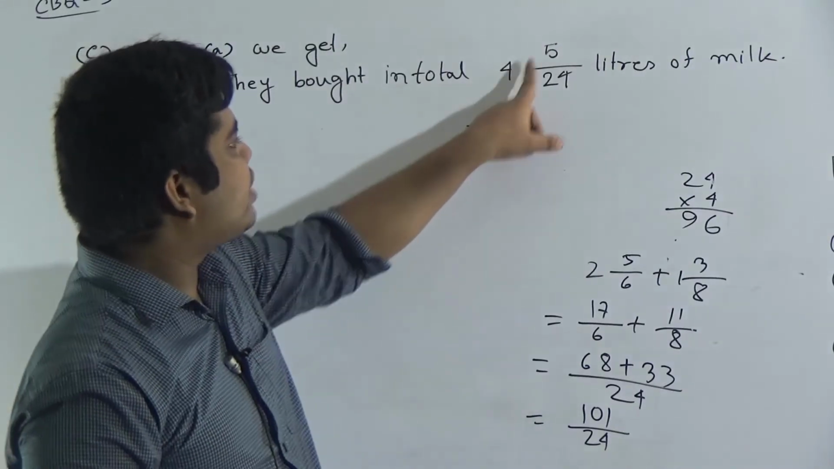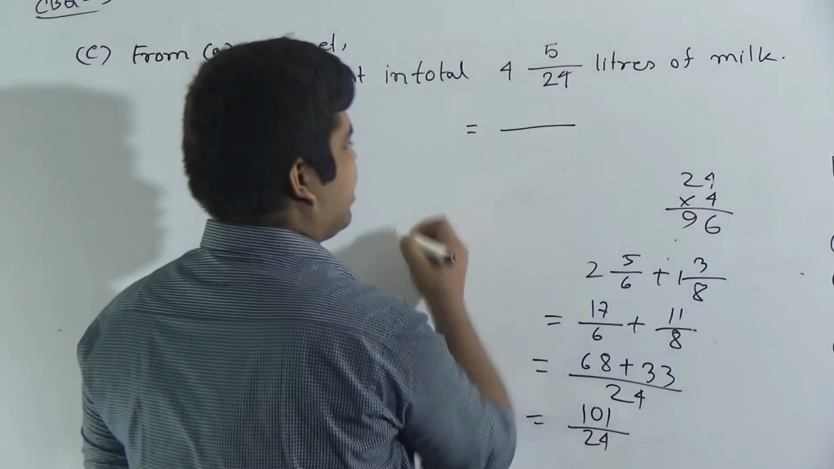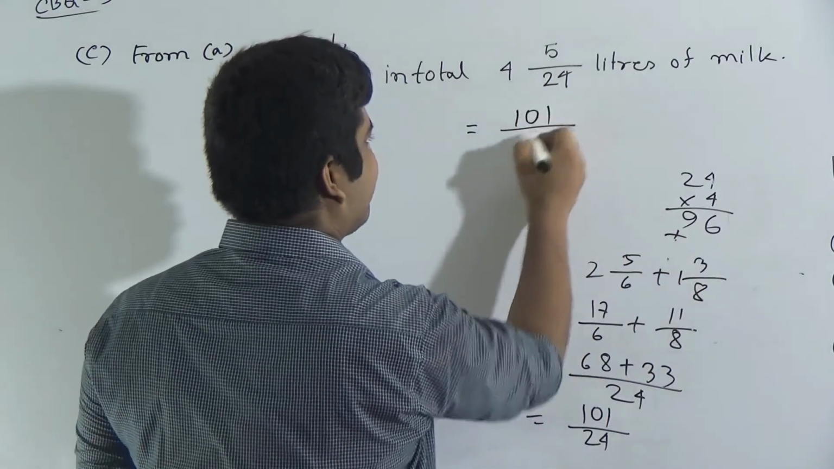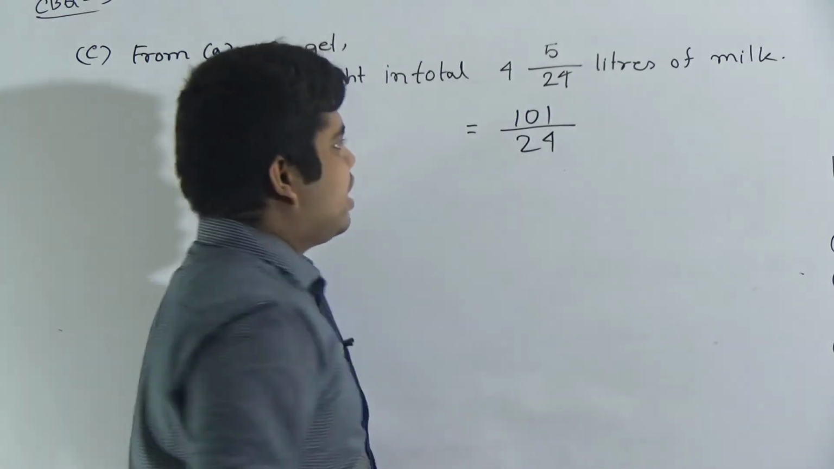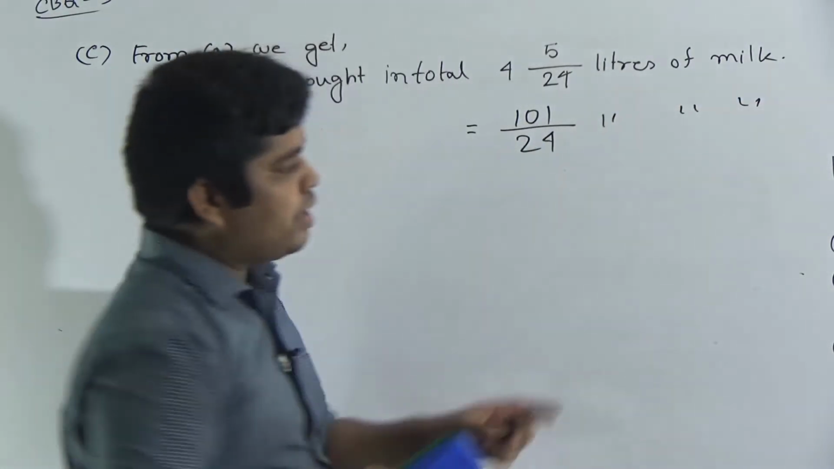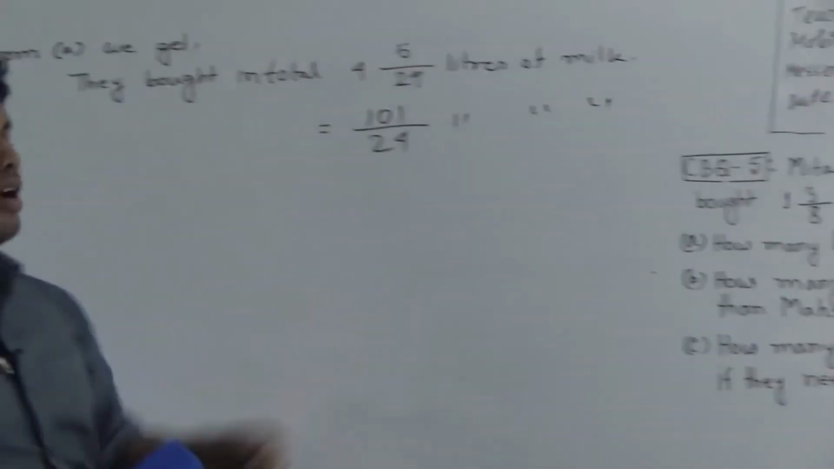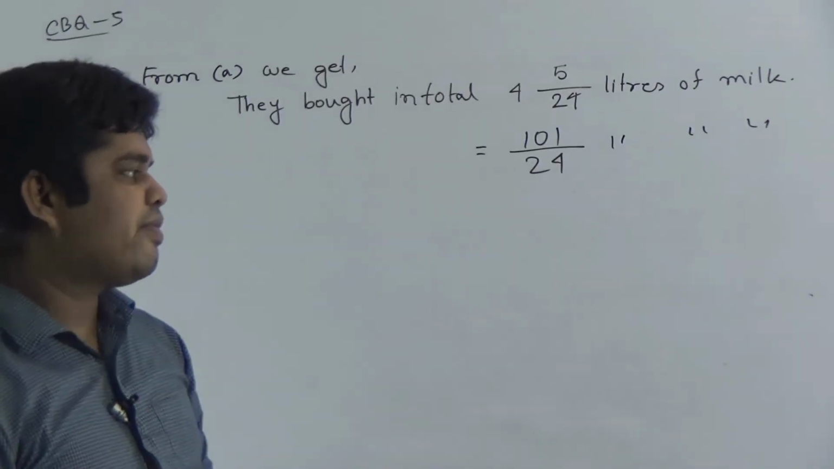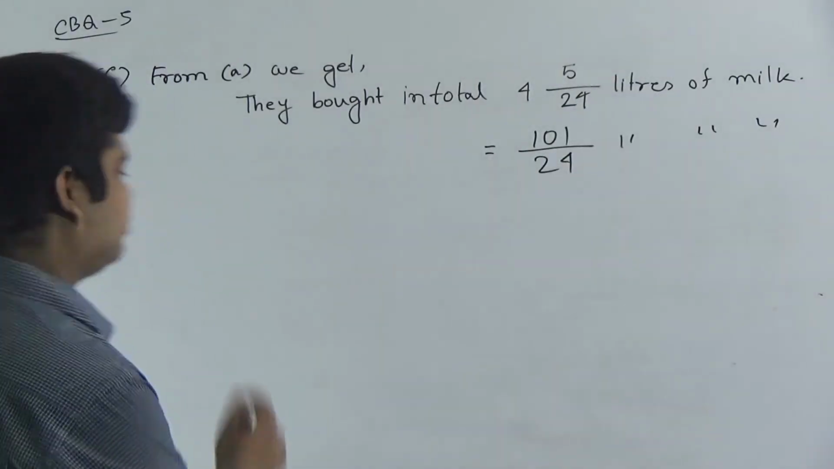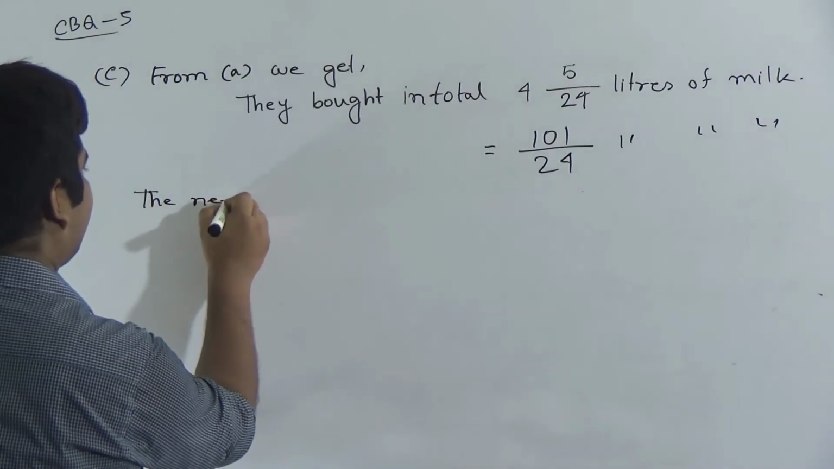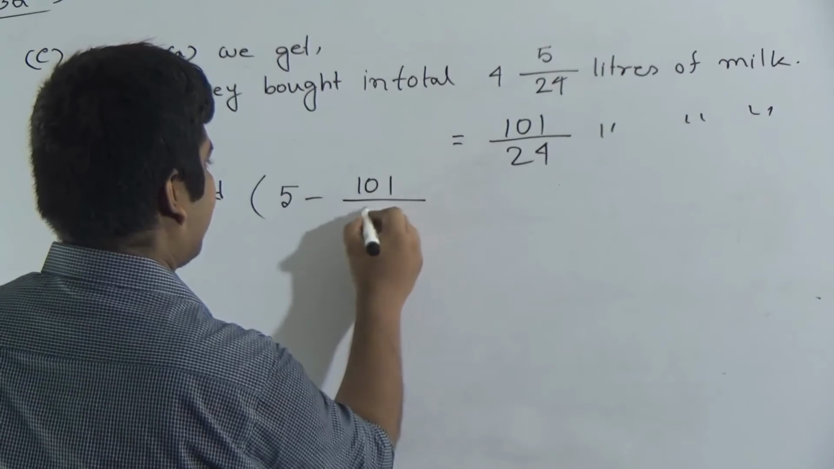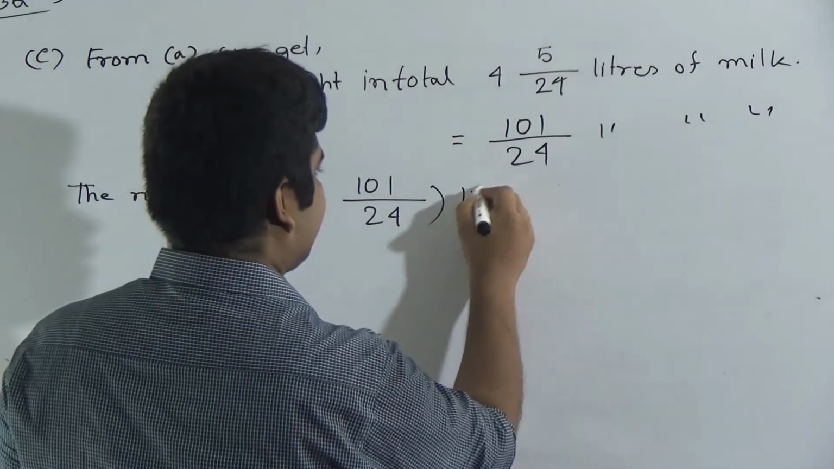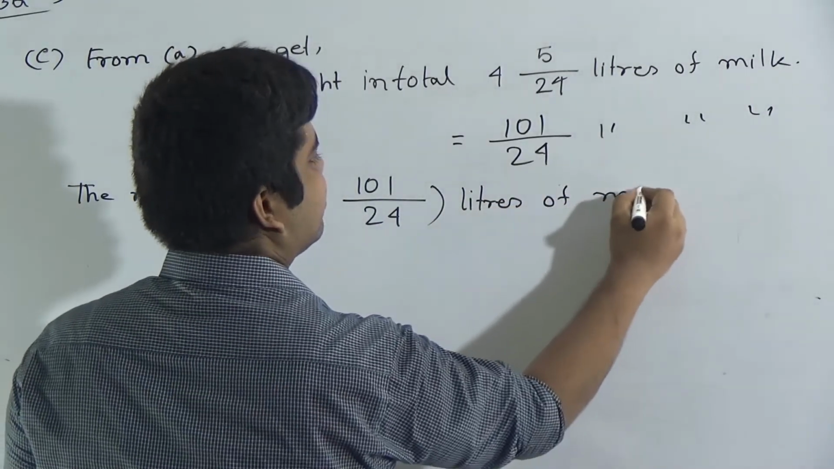My dear students, 4 into 5 by 24, if we convert it into a mixed fraction, then we get 101 by 24. I hope you have understood. Now, liters of milk. They need to buy 5 liters of milk. So we subtract this amount from 5 liters and we get the required amount of milk. They needed 5 minus 101 by 24 liters of milk.